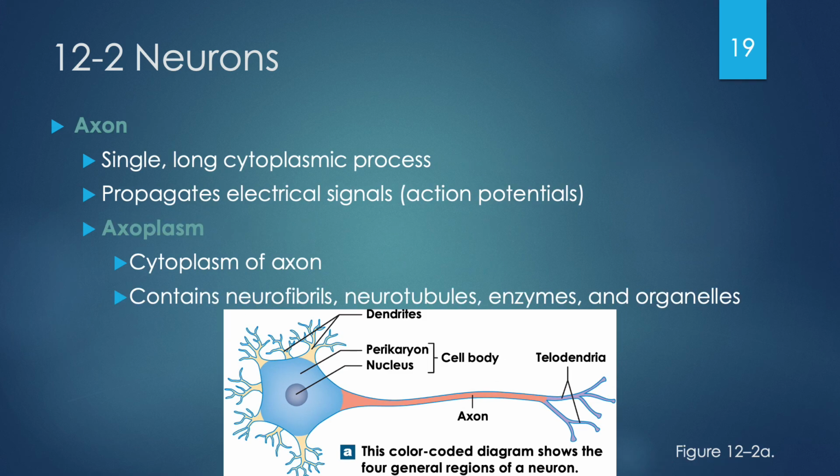So the longest part of the neuron that we're looking at is shown in red below, and that's the axon. And the axon is just a single long cytoplasmic process, and what it does is it will propagate an electrical signal, which is an action potential, and we're going to discuss this more coming up. But it's going to carry that electrical impulse from the cell body on the left through the axon to the right and out towards the telodendria on the right, so that way the action potential can communicate with the next cell, which is not seen in this image. The axoplasm is just another name for what is inside the axon. So that is the cytoplasm of the axon. And inside of it, it's going to contain neurofibrils, the neurotubules, enzymes, and various organelles.